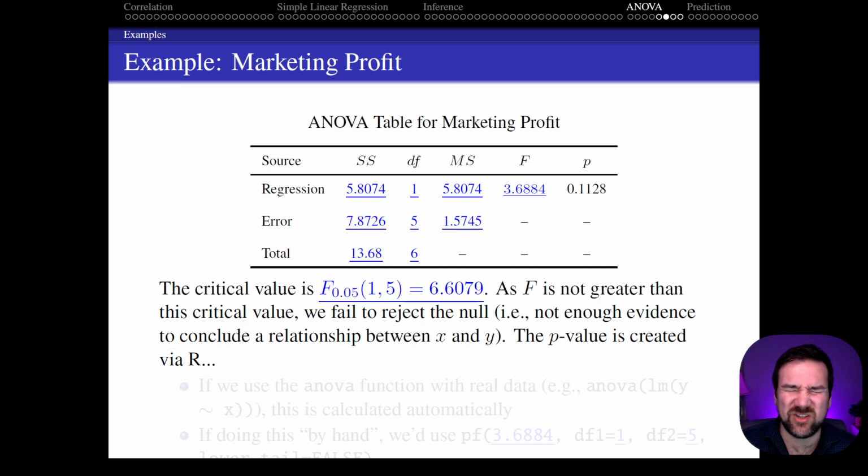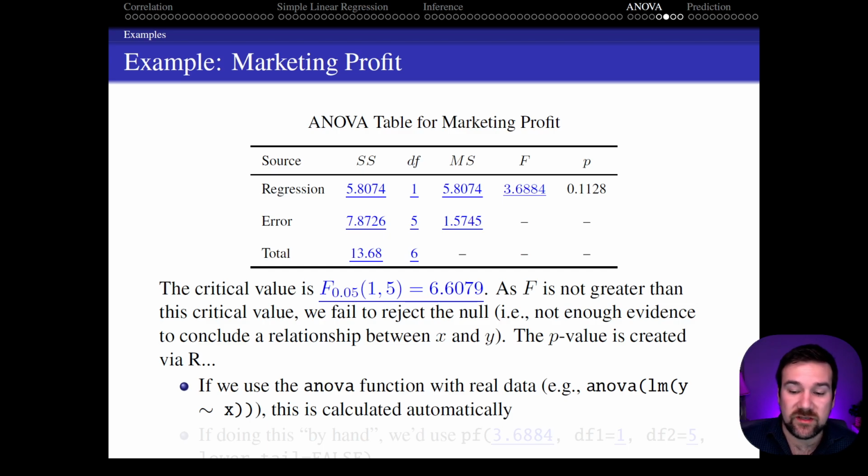The population slope is 0. So that's my default belief. I didn't have enough evidence to reject that, so I'm sticking with the default belief that the slope is 0. Didn't change my mind.